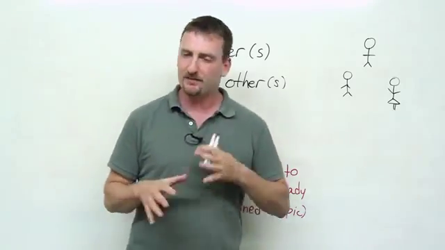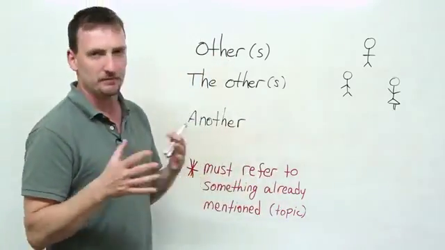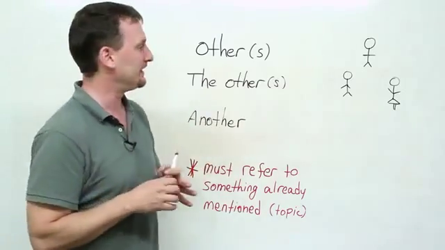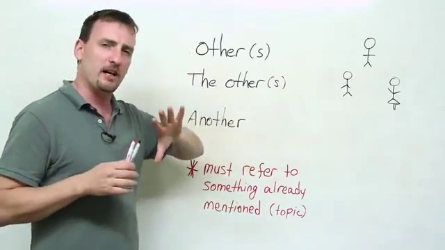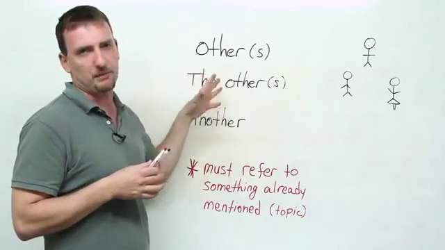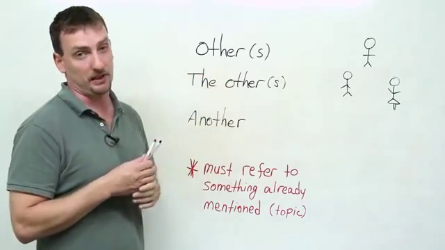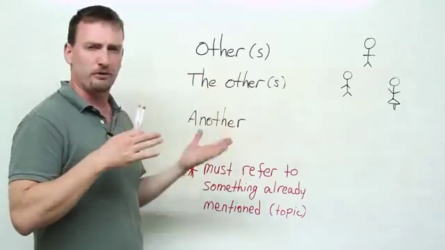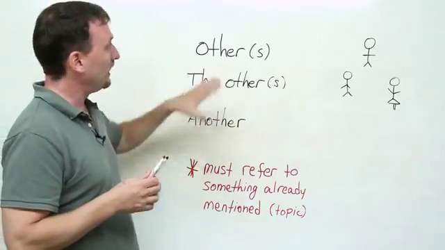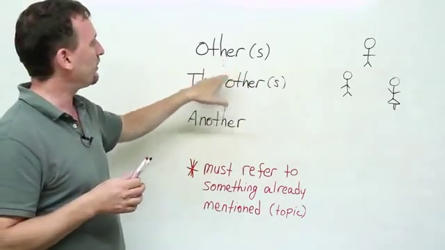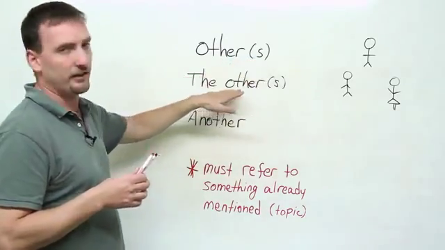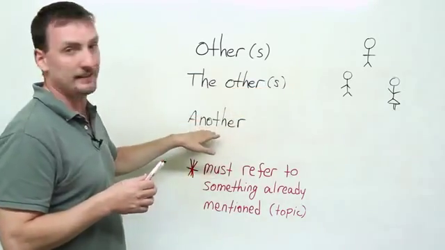Today I'm going to give you a bit of a hybrid lesson. Hybrid meaning a mix of two things. We're going to look at some vocab, but it's also very important to remember that it's actually a grammar topic that we're looking at here. So it's both grammar and vocab. We're going to be looking at the words other, others, the other, the others, and another.